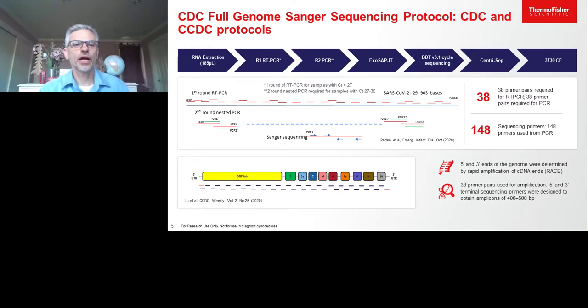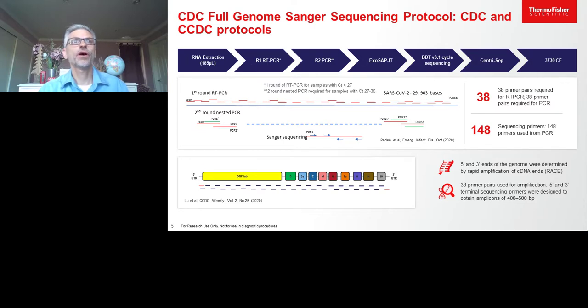PCR products are purified via ExoSAP purification and then a cycle sequencing using the BigDye Terminator version 3.1 sequencing protocol, and then separated on the 3730 capillary electrophoresis instrument. And for the CDC protocol, there are 38 primer pairs that are needed to span the nearly 30,000 bases of the virus. And these are tiled across the virus, as shown in the top of the slide.